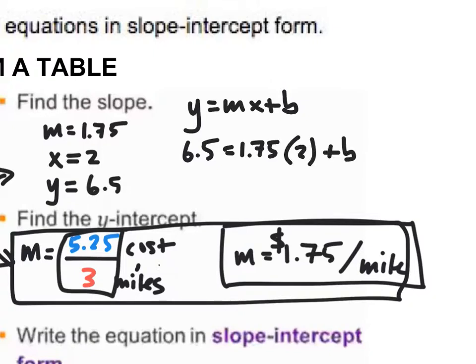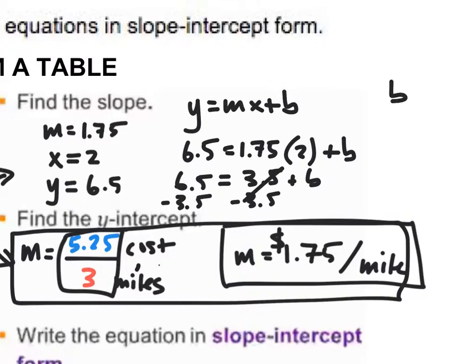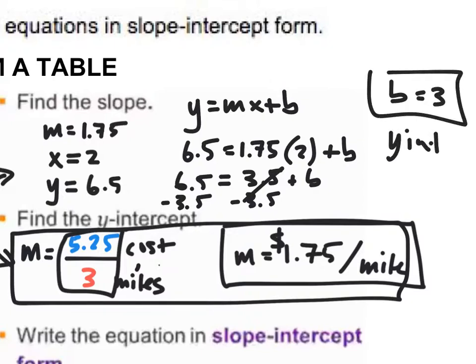Now if I take 1.75 and multiply it by 2, that's going to give me 3.5, okay? And that's equal to 6.5 plus b. Subtract 3.5 from both sides. And so we get that b, 6.5 minus 3.5, gives me 3. So that's my y-intercept. My y-intercept is 3.